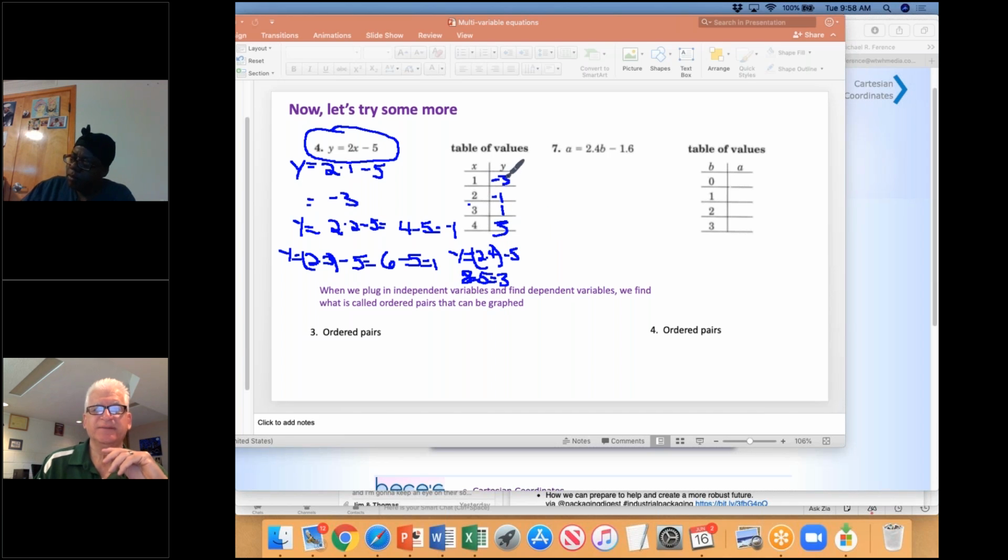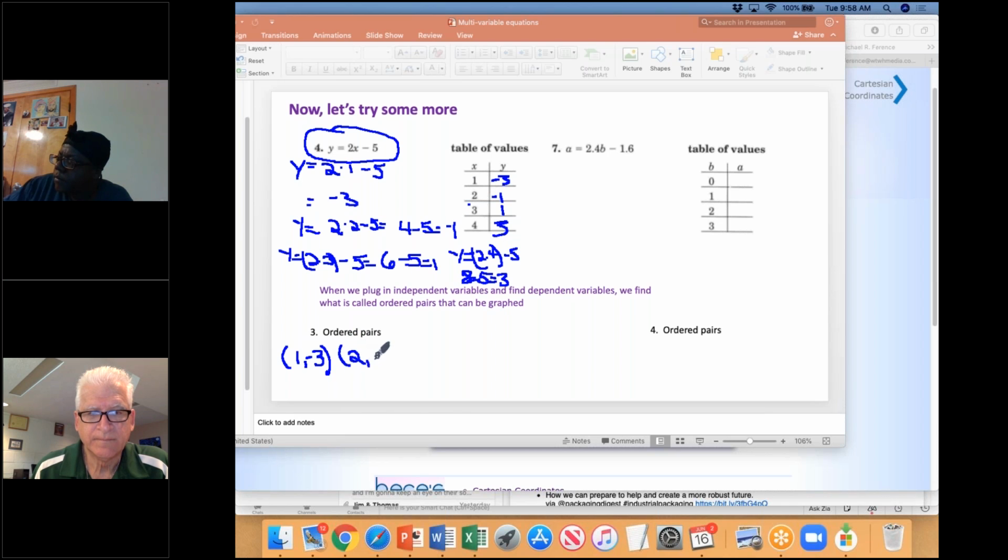So now from this table of values, I have generated 4 sets of ordered pairs. Those ordered pairs are (1, -3), (2, -1), (3, 1), and (4, 3).